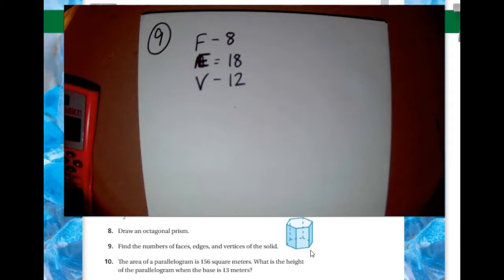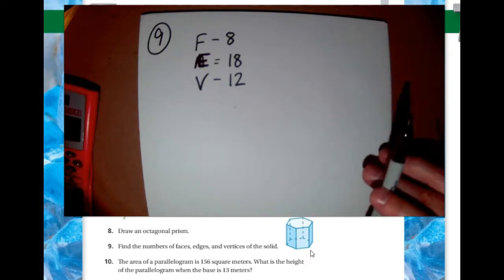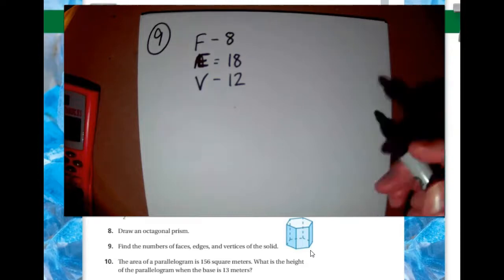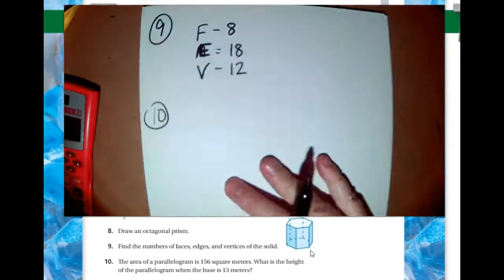On our test, you'll want to make sure that you're able to identify faces, edges, and vertices for any given shape. Whenever they give you a 3D shape, can you find the faces, edges, and vertices? Let's move on, and let's take a look now at number 10.